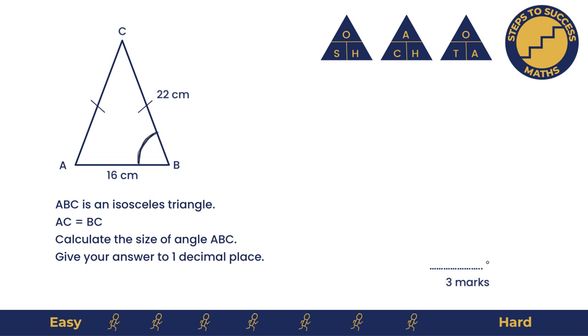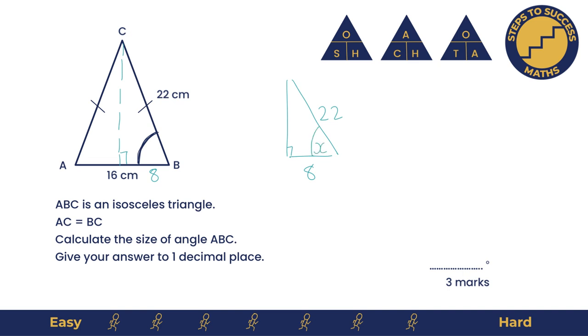Now, how do I make a right-angled triangle from this isosceles triangle? Well, if you cut it down the middle, you can put a right angle in. And remember, when you cut it down the middle, you're going to need to halve the base. So this length here is going to be 8. So the triangle I'm going to work with has got 8 and 22. The right angle's here, and we're looking for this angle here. Let's call it X.